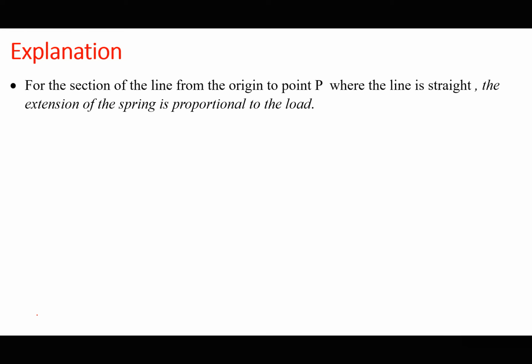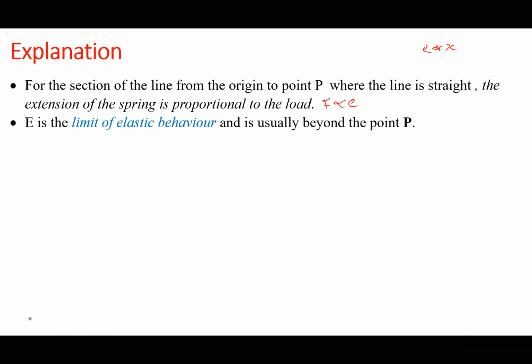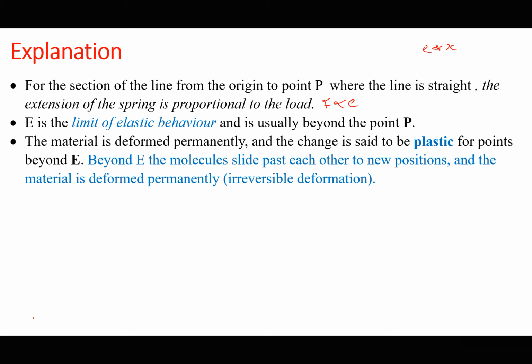For the section of the line from the origin to point P of the proportionality limit, where the line is straight, we say the extension of the spring is directly proportional to the load. In other words, F is directly proportional to the extension. Many times I'll use E or X to mean extension. And E is called the limit of proportionality or the limit of elastic behavior, and I'm saying it is usually just beyond point P. So the material is deformed permanently, and the change is said to be plastic for points beyond E. So after E, the change is going to be considered plastic.